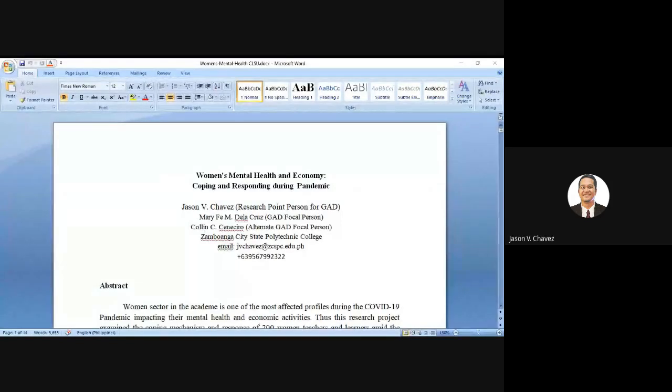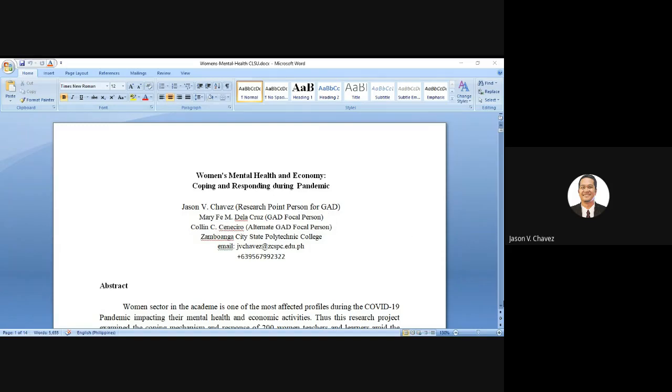Now, for this session, we're going to use the research on women's mental health, economy, coping and responding during the pandemic. You have two variables in this research: mental health and economy. From these two variables, we are expecting two other variables: what they are coping with, and how they respond to these types of adversities, mental health and economies.